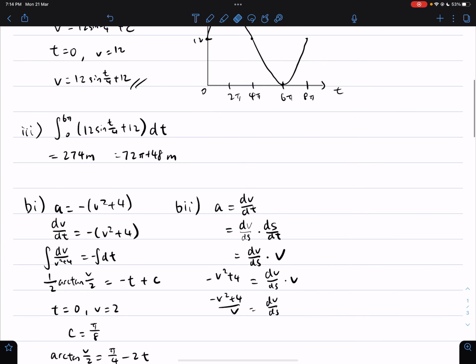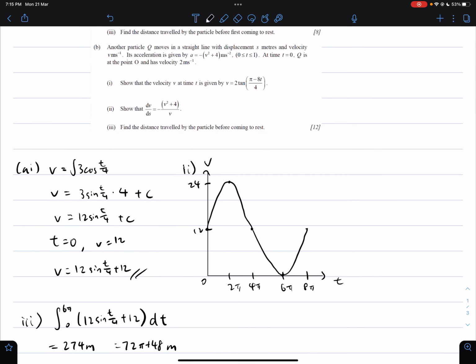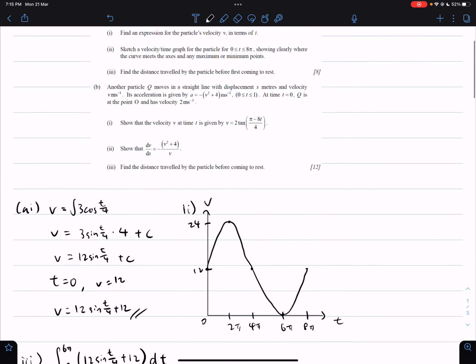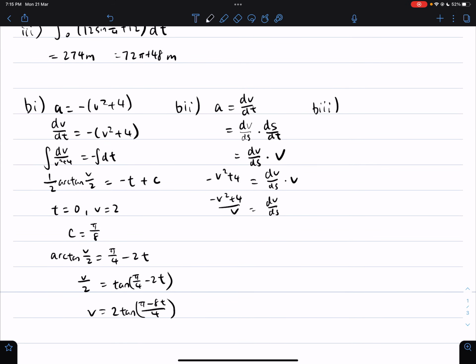So B3 tells us to find the distance traveled by the particle before coming to rest. Once again, we need to find when v equals 0. So how are we going to do that? We write this equation down again and set v equal to 0 and solve for t. With the GDC's help, we get that when v equals 0, t equals pi over 8, which is 0.392 and so on.